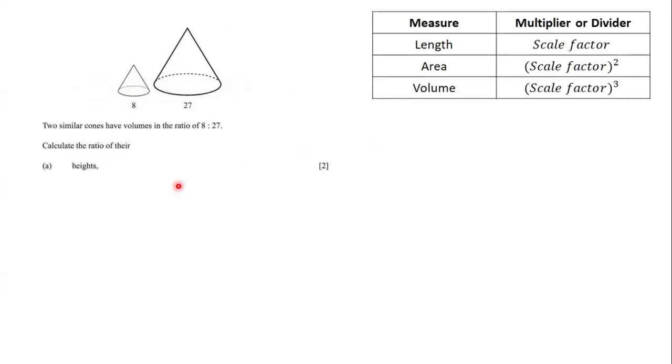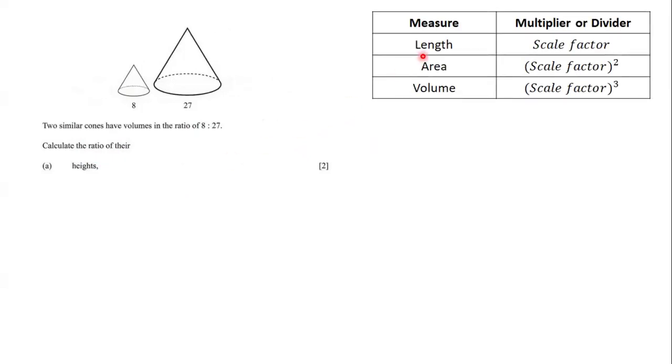Two similar cones have volumes in the ratio of 8 to 27. Calculate the ratio of their heights. Now here we have a useful table.